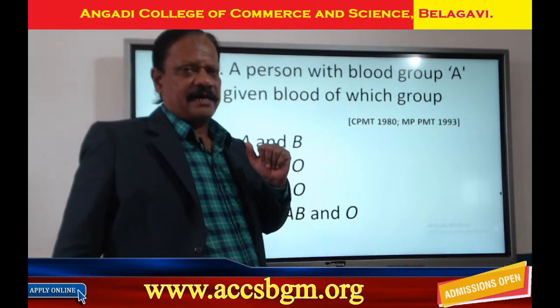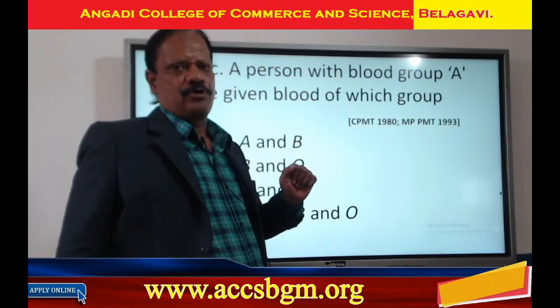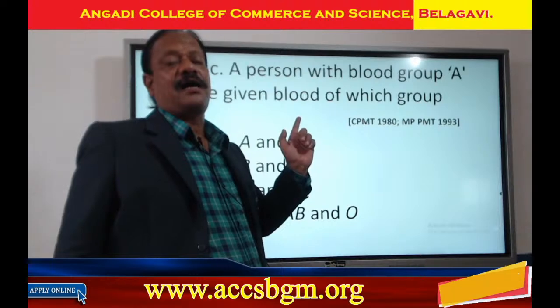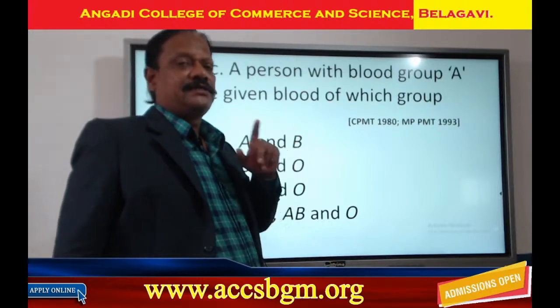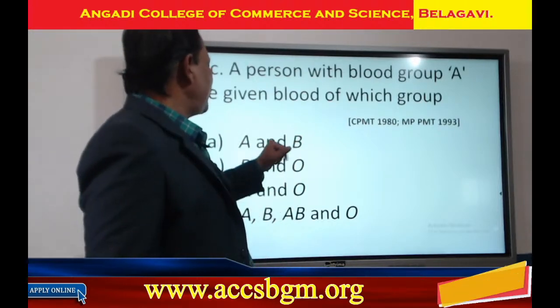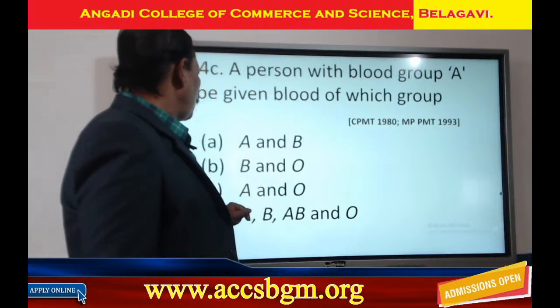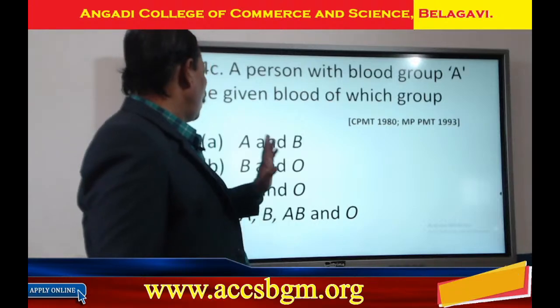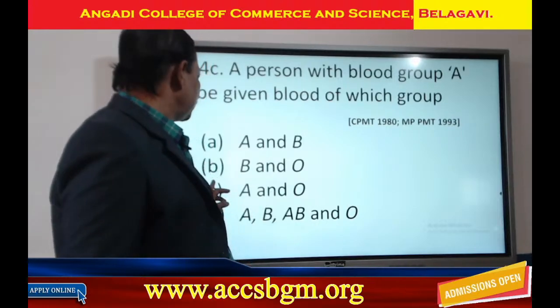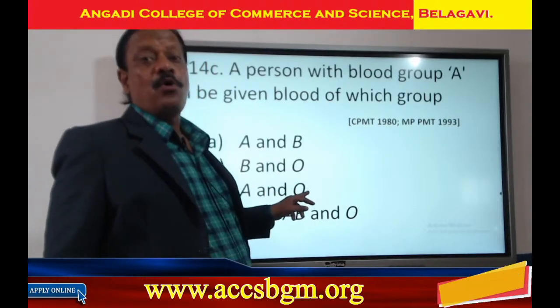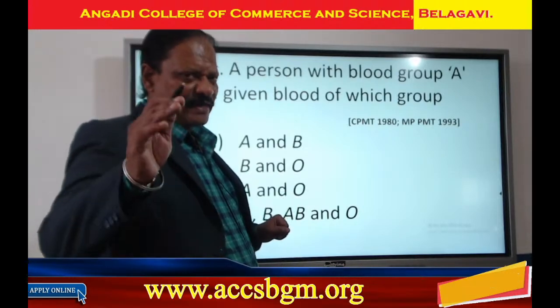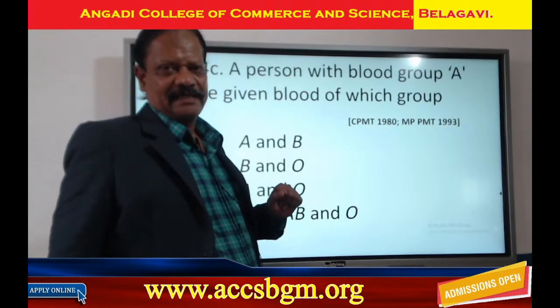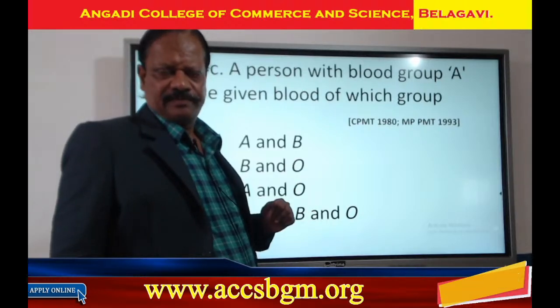A person with blood group A can be given blood of which group? Blood group A is there, and blood is to be given to him. Which blood group are you giving? Just see the options: A and B, B and O, A and O, A, B, AB and O. So here option C, A and O, you can give. O is a universal donor, and A as it is. So both you can give to him.